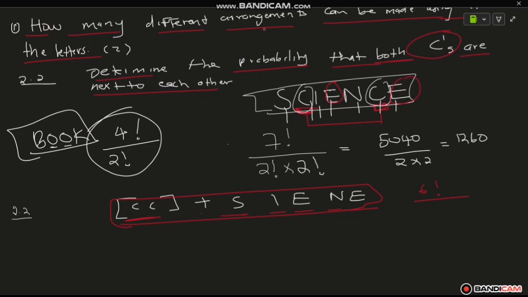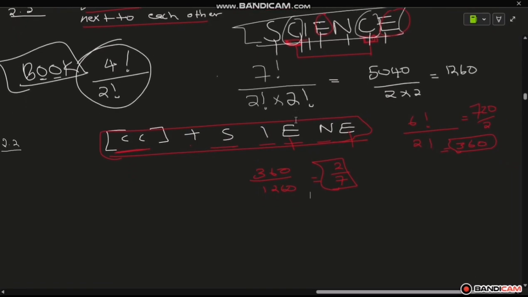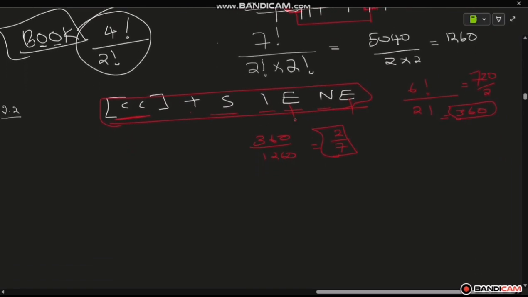Therefore, what we now have is 6 factorial over 2 factorial for the E's. Why? Because they are repeated 2 times. Therefore, it's going to be 720 over 2, and that's going to be 360. So 6 factorial divided by 2 factorial, because E is repeated 2 times. That's what I wanted to say. Therefore, it's going to be 360 divided by 1260. Then the probability becomes 2 over 7. I hope this is making a lot of sense.